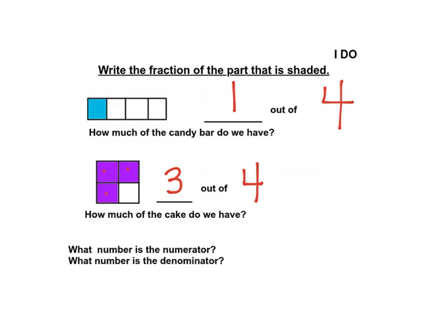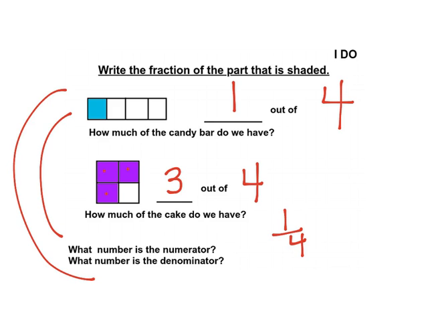So my numerator for this first one is 1, and my denominator for the first one would be 4. For the second one, my numerator is 3, my denominator is 4. If you notice, both of those denominators are the same, and both of these fraction bars have the same amount, 4. But the question was, number 1, how much candy bar do we have? We had 1. How much cake did we have? The answer to the question is 3. So let's move on.